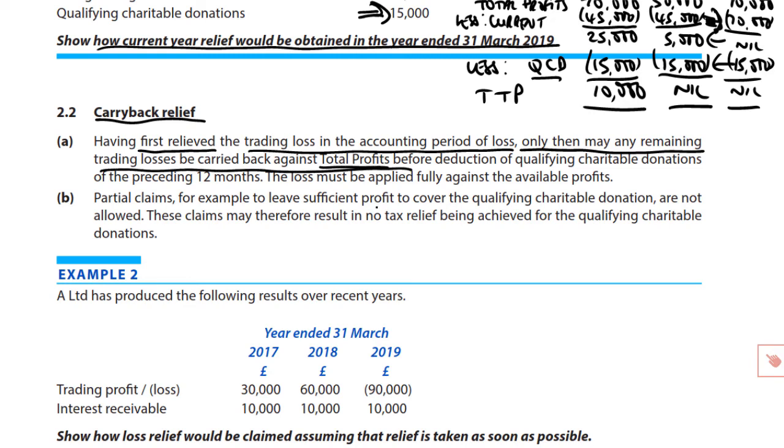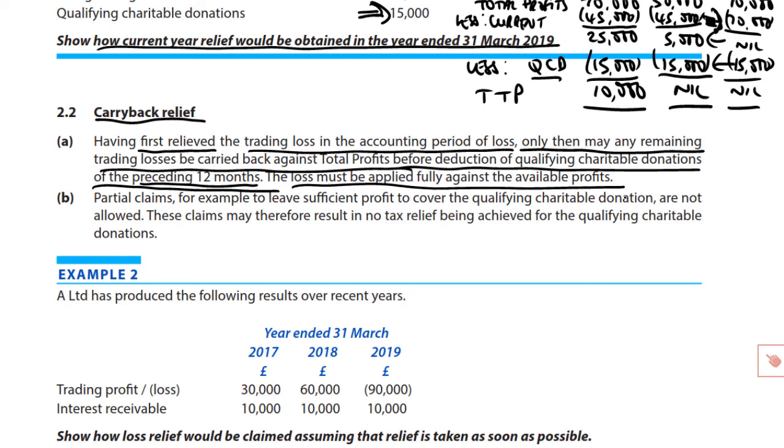again against total profits, whether it's current period, whether it's carry back, and since the 1st of April 17, when now you carry forward, the loss is offset against total profits, which as ever is before the deduction of the qualifying charitable donations. And we now go back against the total profits of the preceding 12 months. It is exactly a 12-month carryback. No shorter, no greater period. Exactly 12 months. And again, no partial claims.